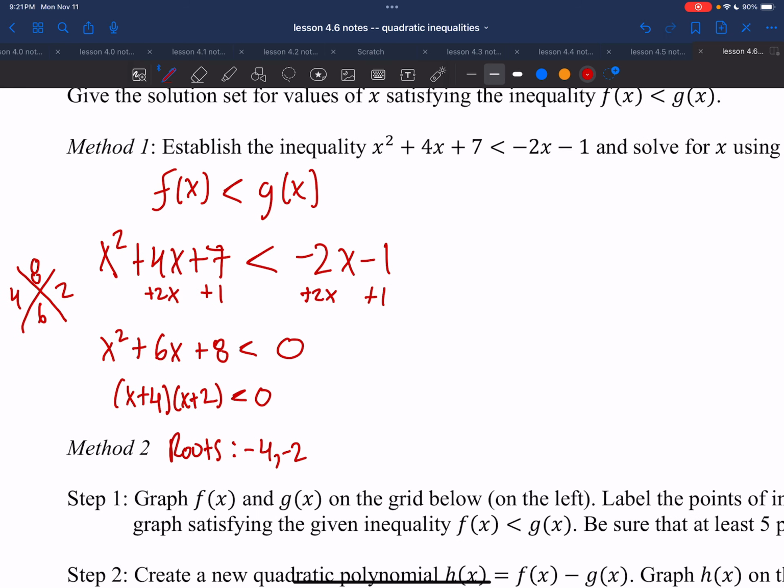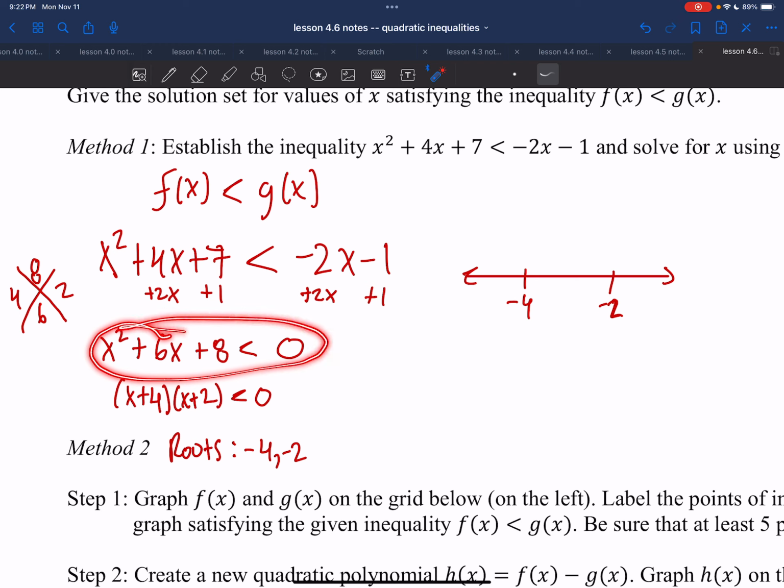So I'll make my little number line. Here's my number line like this. And I say, okay, the roots are negative 4 right here, negative 2 here. And as a reminder, in the last video, we talked about two ways you can do this. You can plug in a number and see if that makes the inequality true, or you can just think about what the parabola looks like, okay? So I'm just going to look at this inequality right here.